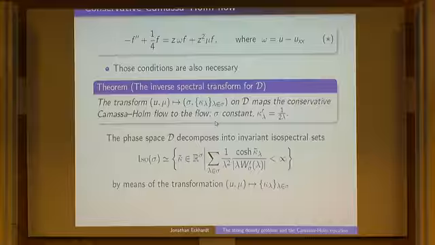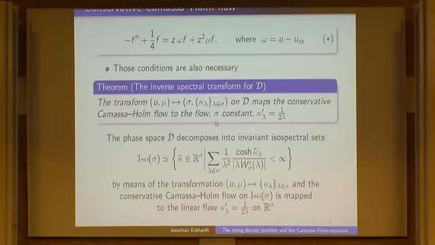it maps the conservative Camassa-Holm flow onto this simple linear flow here, the same one again. Or to put it in other words, our phase space again decomposes into isospectral sets, which are infinite dimensional now, a bit more complicated. And the conservative Camassa-Holm flow on these isospectral sets is just a simple linear flow.